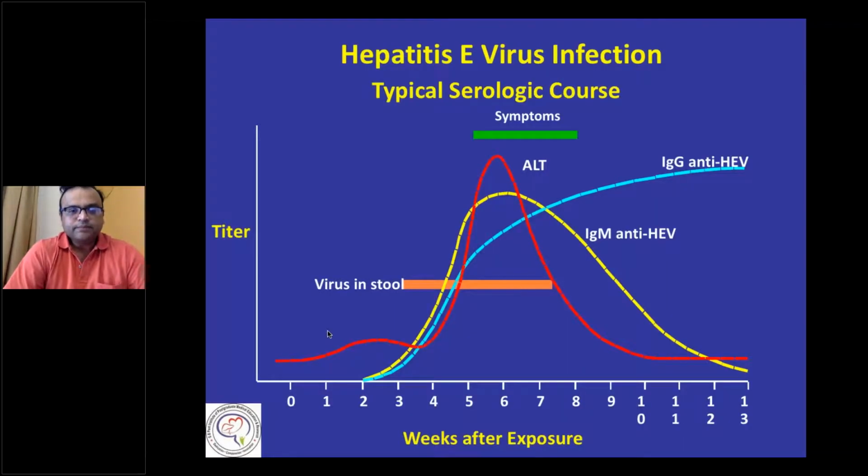This is the same typical picture of hepatitis E virus infection. Remember that here we are talking everything in terms of weeks. The virus starts shedding much before the symptoms appear, and symptoms usually are associated with high levels of enzymes. Usually ALT and AST go very high, and just before the onset of symptoms, we can find the IgM anti-HEV.